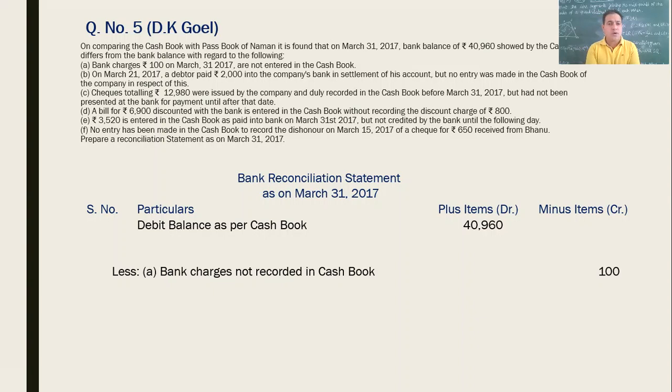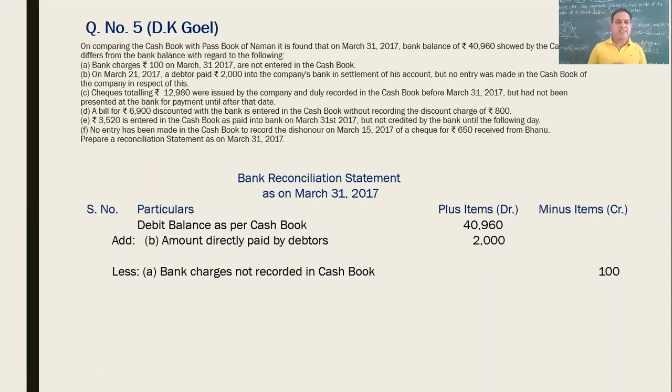Second, on March 21st, 2017, a debtor paid rupees 2,000 into the company's bank account, but no entry was made in the cash book. A debtor directly deposited into the bank. So our bank balance increases, so we will also increase it in the cash book. So it goes to the plus side. Amount directly paid by debtor rupees 2,000.